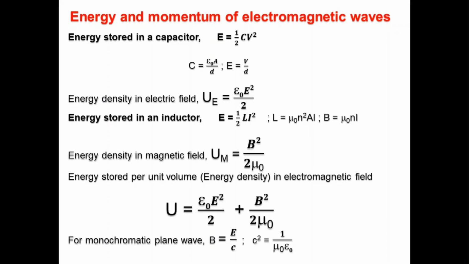Volume is length, breadth and height. Here the area we can consider as A, into thickness D, so volume is A into D. If we put it here, half CV square, where C is epsilon naught A upon D, into V square. V square is nothing but E square D square, and on the volume, that is area into thickness, A into D. So after cancellation, we will get epsilon naught E square upon 2.